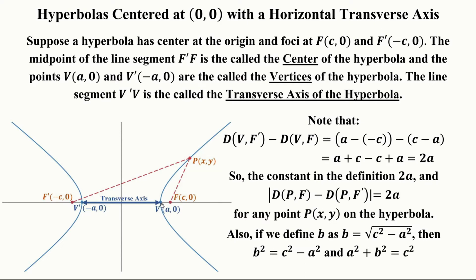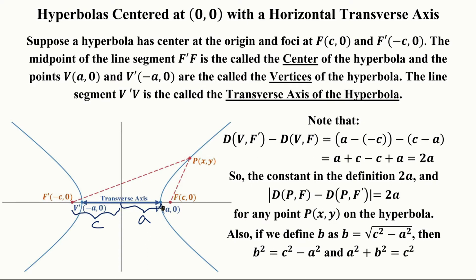So what is the distance between V and F prime? Well, if you think about it, this distance here is a, and this distance here is c. We're talking about the positive distance. But if we just subtract in this manner, a minus negative c, we end up with the same result, which is a plus c.